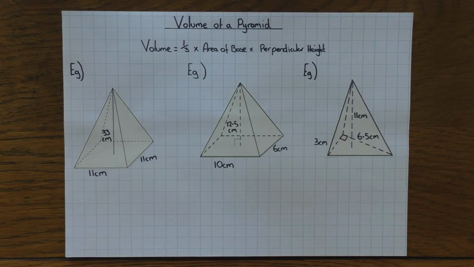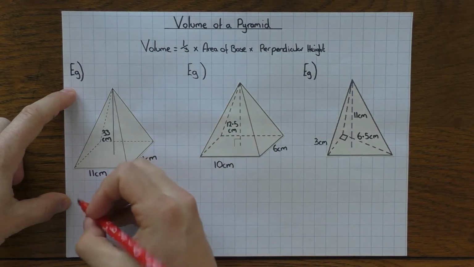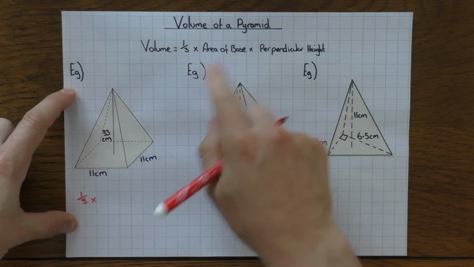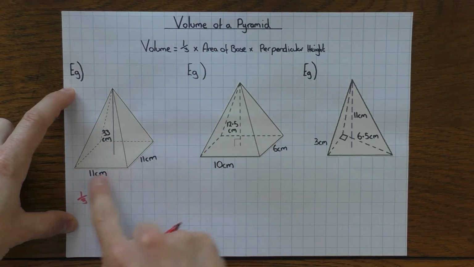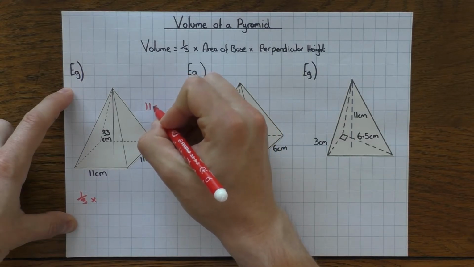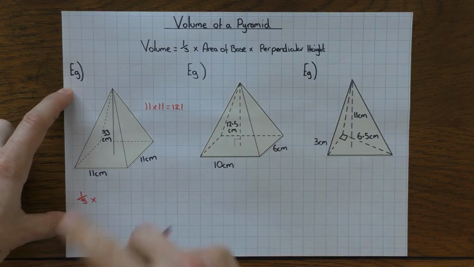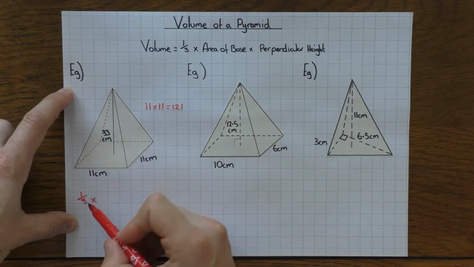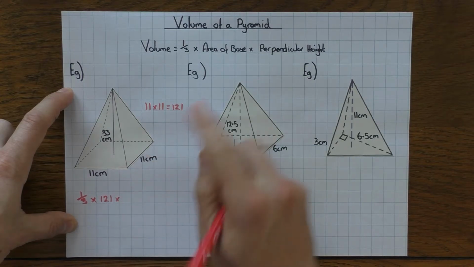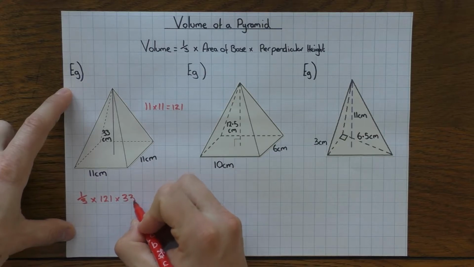So the first one, we just need to work out the volume of this. Using the formula, I'm going to have 1/3 times the area of the base. Well, it's a square base there, I know that, because it's 11 and 11. So 11 times 11 is 121, so that's the area of the base. So 1/3 times 121 times the perpendicular height, which in this case is 33.